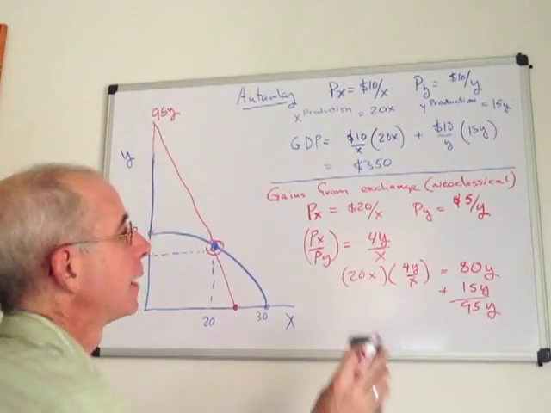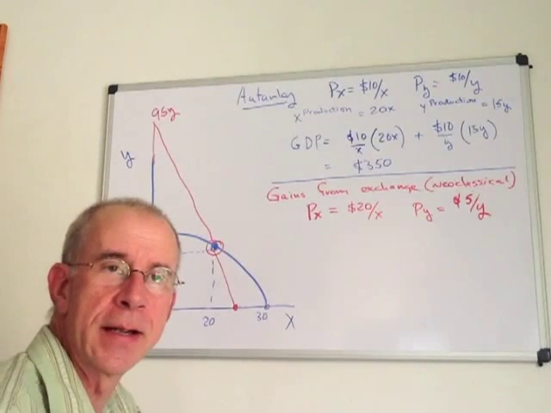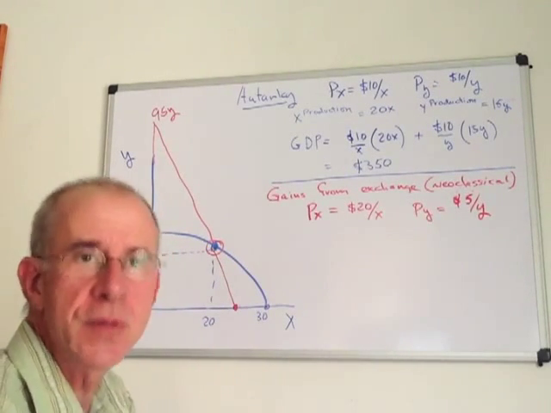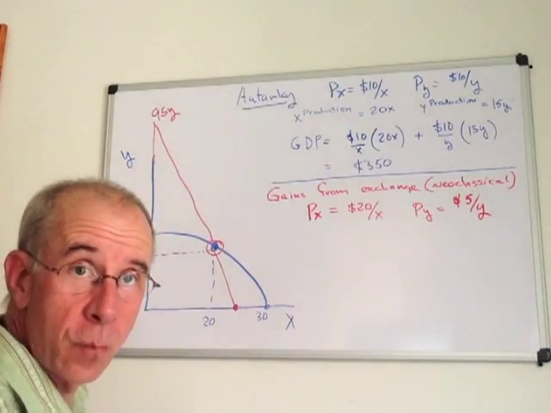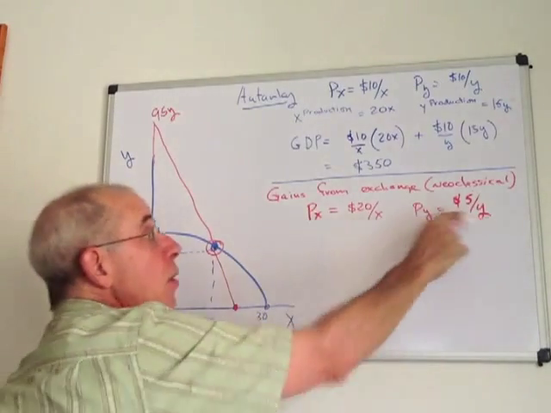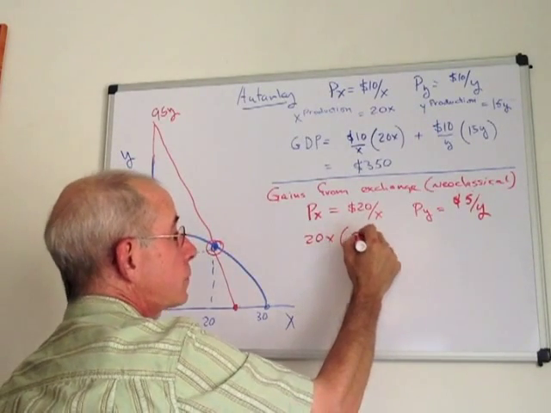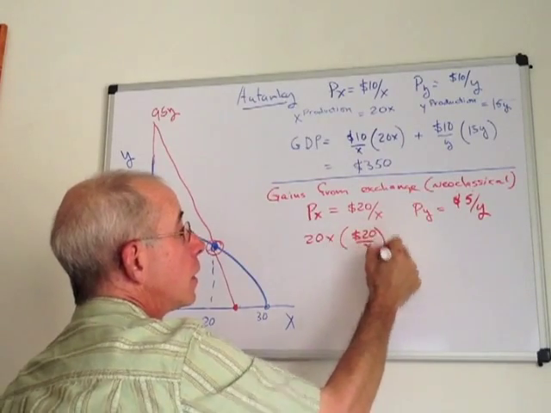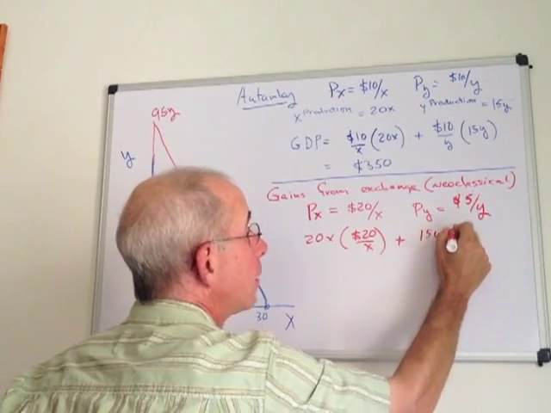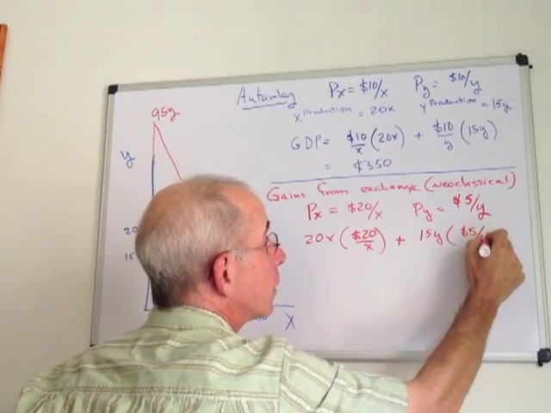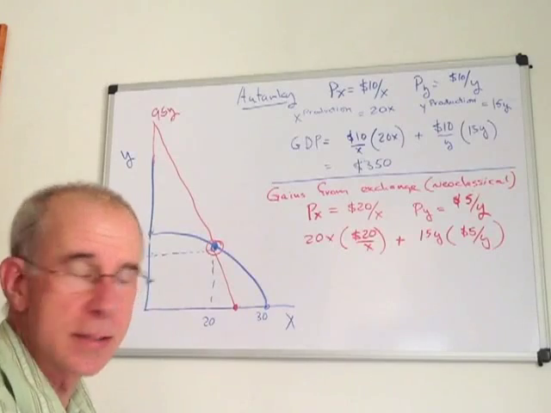Now let's take a look at the GNP. Because one of the features of international trade is not just the consumption possibilities, but take a look at it in terms of national income. Now, we're starting out with the same level of Y and X, because it's the gains from exchange, and now looking at these prices instead. So we take our 20X, multiply it times $20 for X, plus we have our 15Y, multiply that times $5 per Y. So this is evaluating production at international prices rather than the domestic prices in autarky.